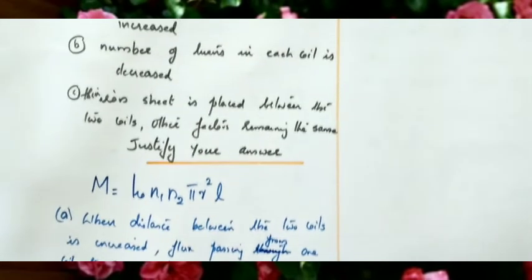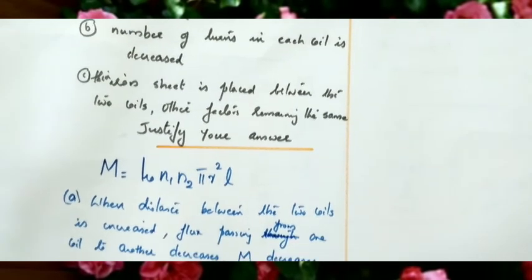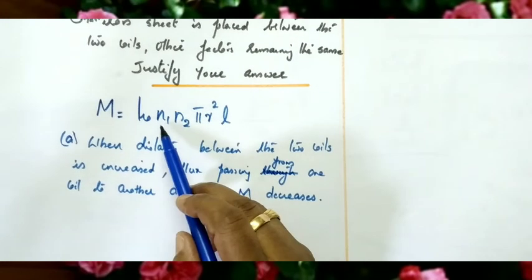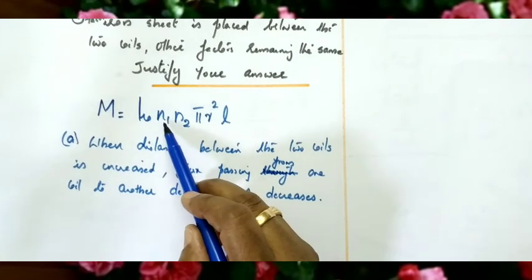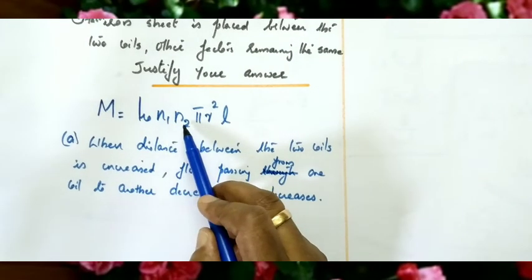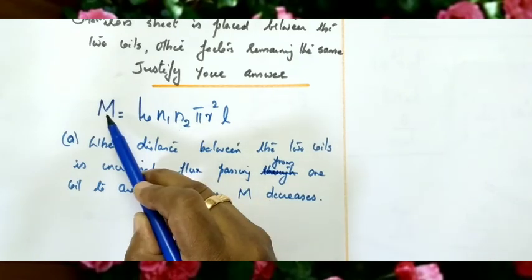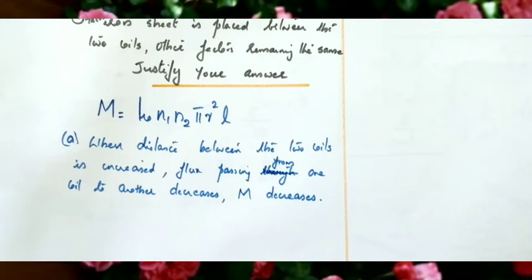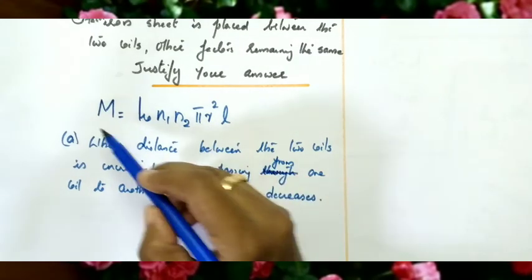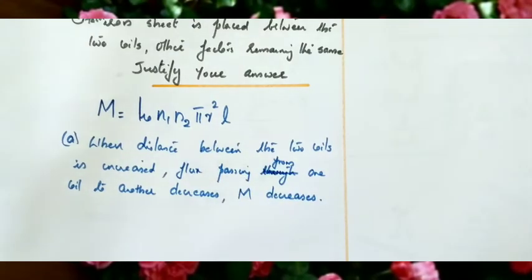Clear? Now, the second one, number of turns in each coil is decreased. Number of turns decreases means number of turns per unit length also decreases. So number of turns per unit length decreases means what happens to mutual inductance? That also decreases. So if number of turns decreases, mutual inductance decreases.